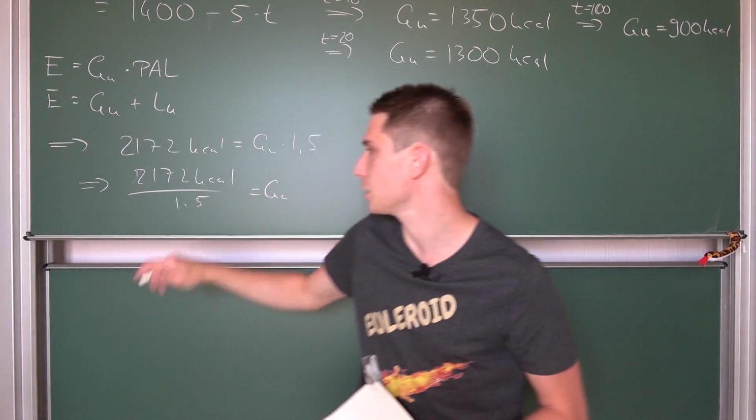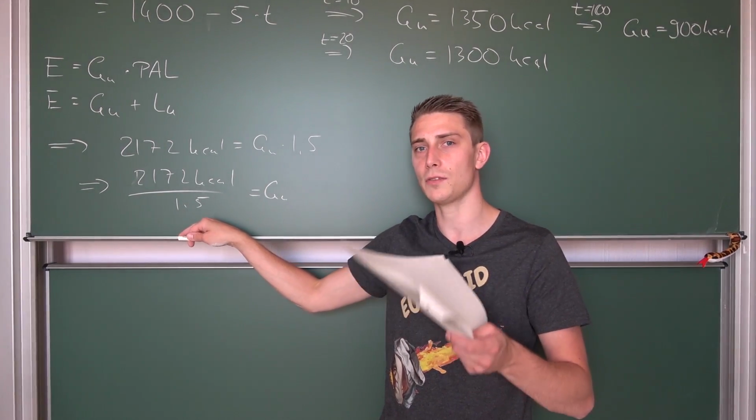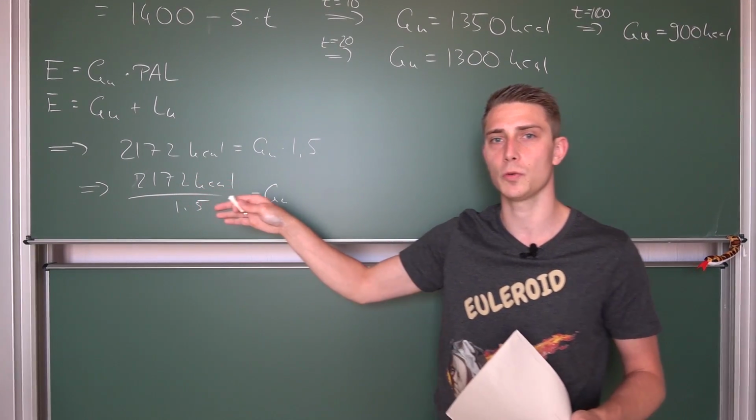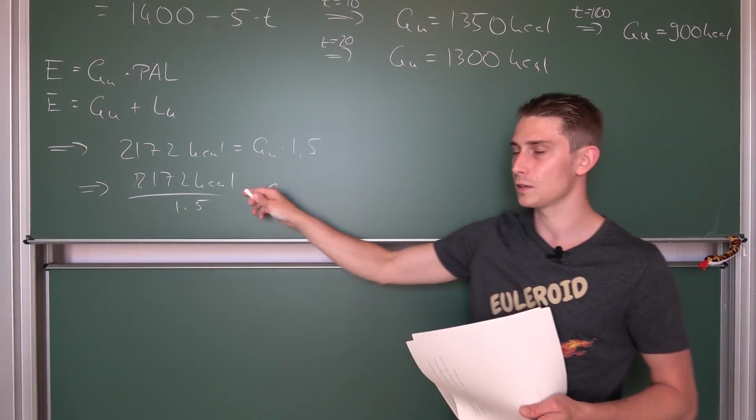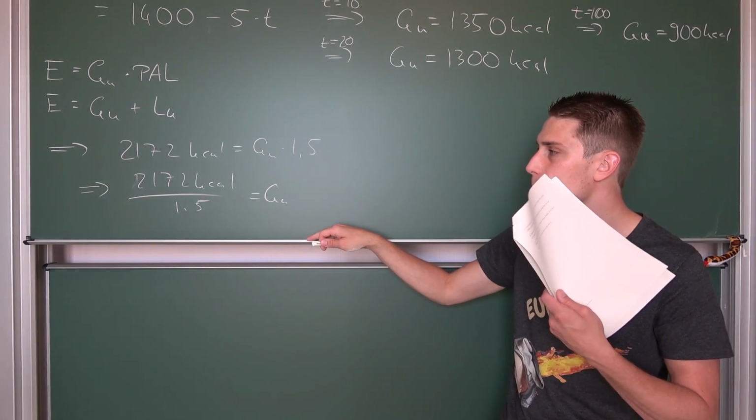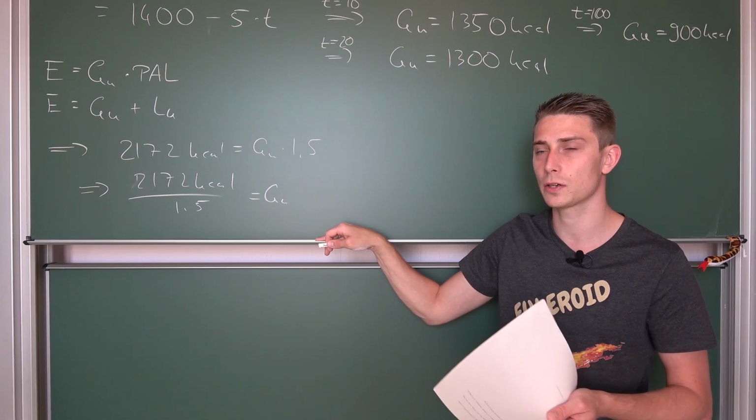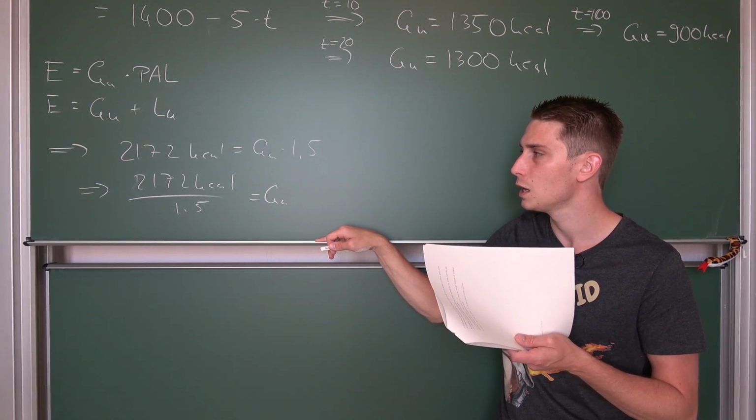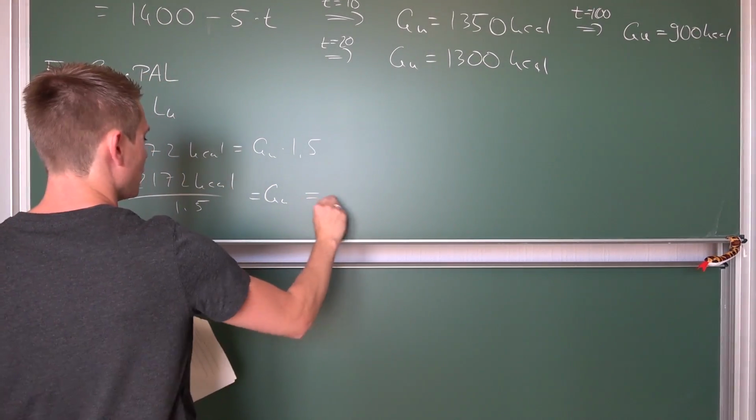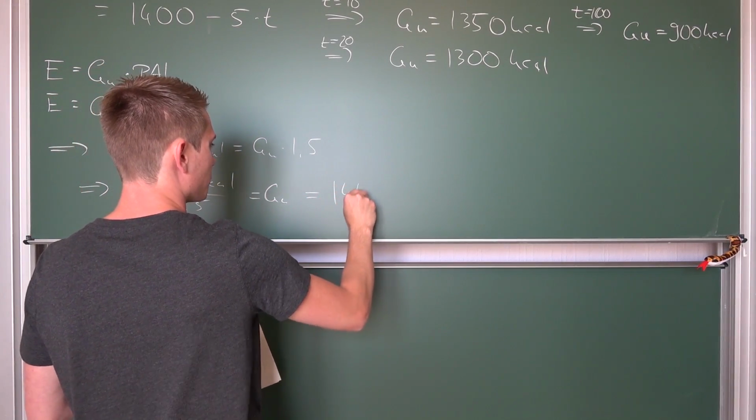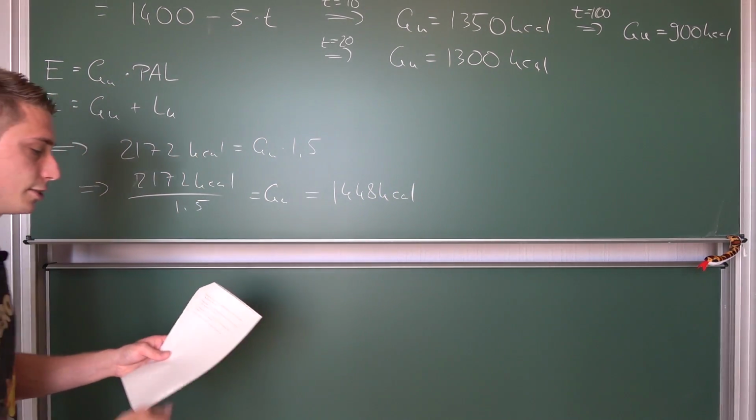And you can actually easily calculate this. So 1.5 is 3 over 2. If we divide by 3 over 2, we are going to take 2/3 of this value here. And this is actually nicely divisible by 3. 1/3 of 2172 kilocalories is 724, meaning 2 times this is going to give us exactly 1448 kilocalories. Really easy to calculate.